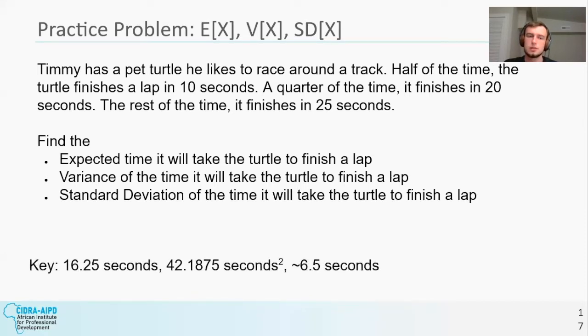All right, so here's the solution. Again, remember that the main sticking point could be the rest of the time. You know that the total probability has to be 1. So we know half the time it's going to finish in 10 seconds, and a quarter is going to finish in 20 seconds. So the last remaining probability we need to have all these probabilities add up to 1 is going to be 1/4. So a quarter of the time it is going to finish in 25 seconds.